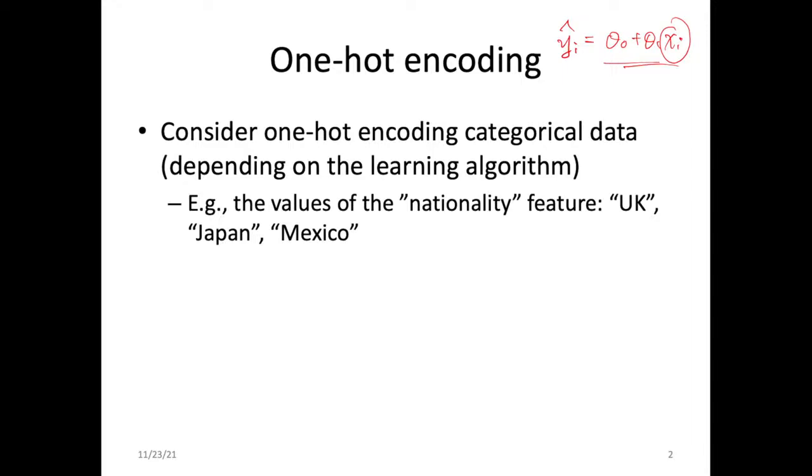So what can we do when we have categorical features? We will use something called one-hot encoding. As an example, let's assume we have a feature called nationality, and we have 3 distinct values. Let's say we only have UK, Japan, and Mexico as this categorical feature.